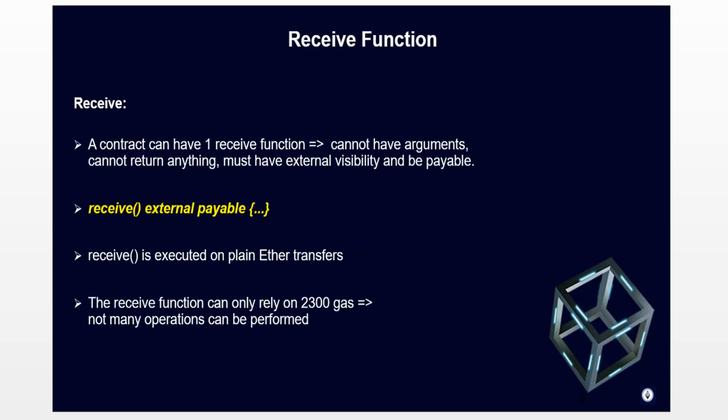Each contract can have one receive function. The function cannot have any arguments, it cannot return anything, and it must have external visibility and be payable. The receive function is executed on plain ether transfer via send or transfer. Also, the receive function can rely only on 2300 units of gas. So this means you cannot execute much code in this function. Typically you will emit an event in the receive function, but you cannot update any state variables because that requires more gas.